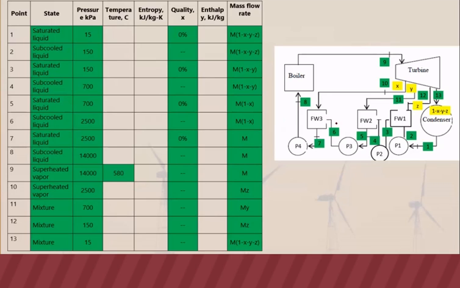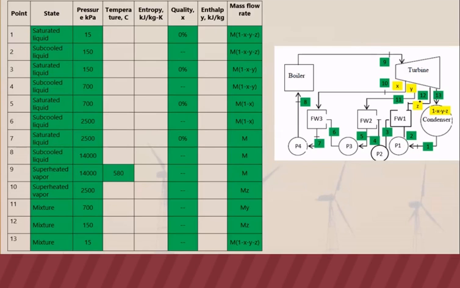So for an open feed water heater, since the fluids will mix, they will have the same pressure. The points that will mix at that heater will have the same pressure. And for us to connect it to another component, we have to pump it. That's why we have pumps after the feed water heater.